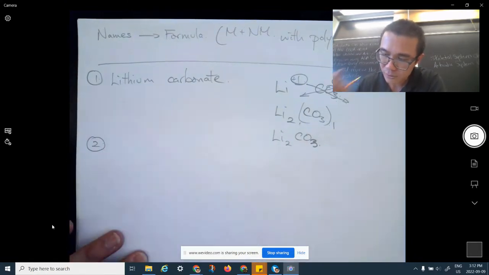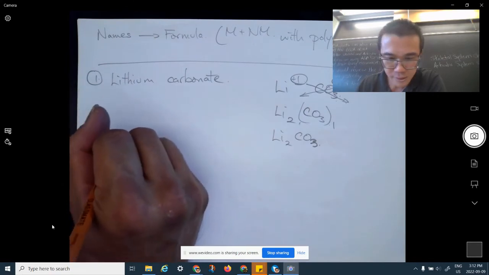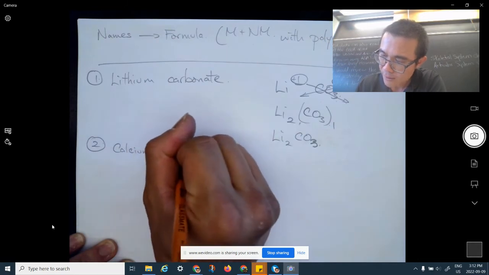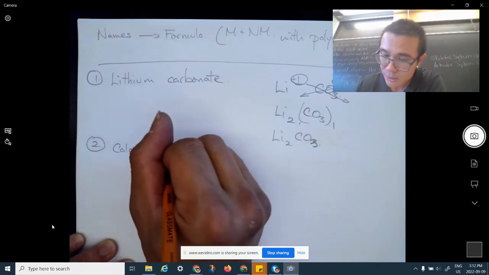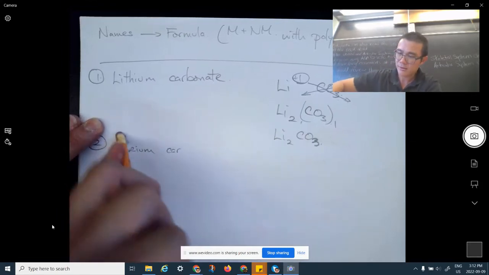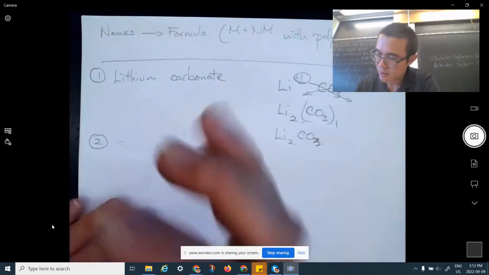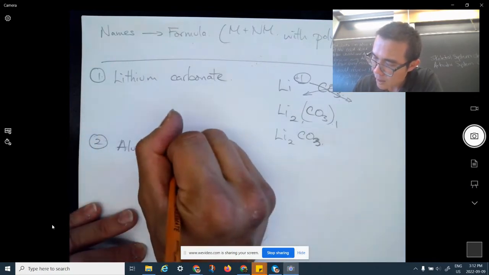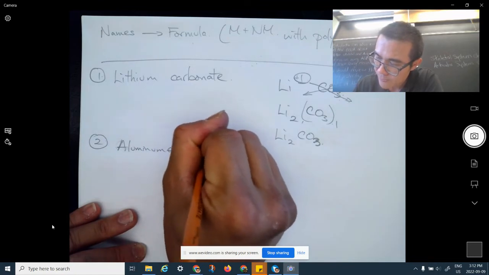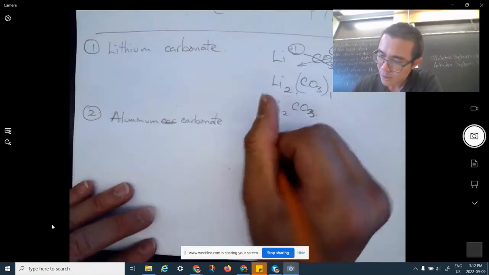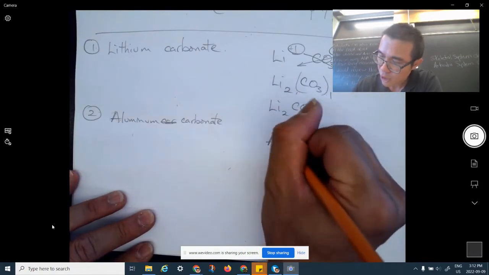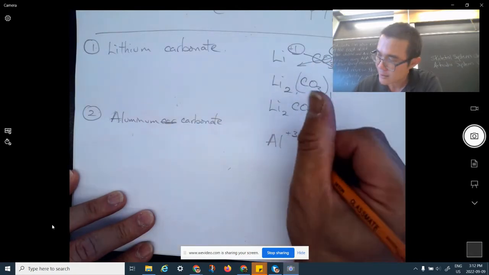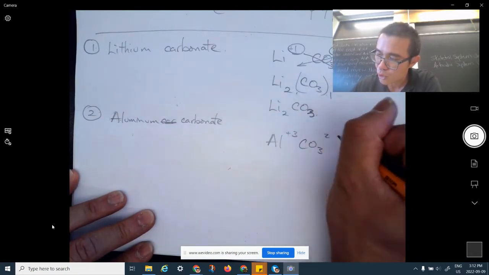Let's use another example. Let's do aluminum carbonate. Aluminum, from the chart, is Al +3. Carbonate, again, is CO3, 2 minus.